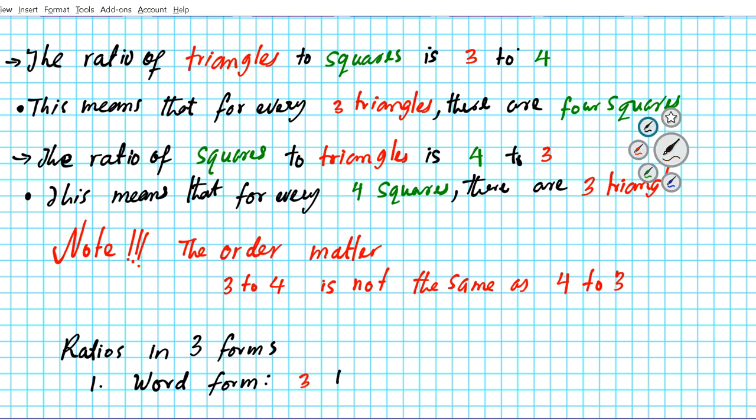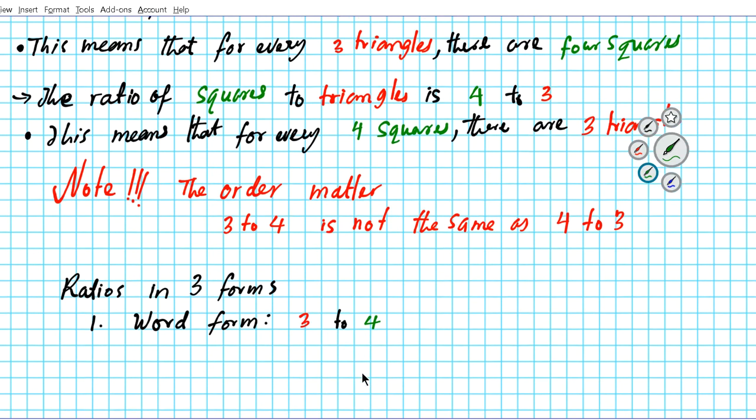Now how can we write this in standard form, 3 to 4? If we want to write this in standard form, we're going to make use of one of the punctuation marks in English. So in standard form, 3 to 4 can be written as 3 colon 4. So that's the standard form.